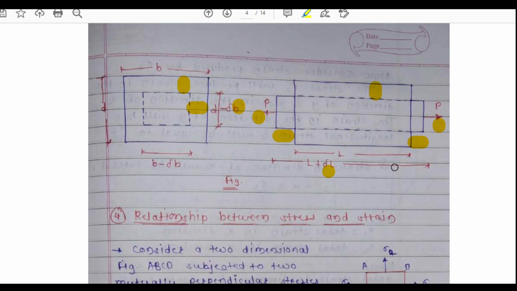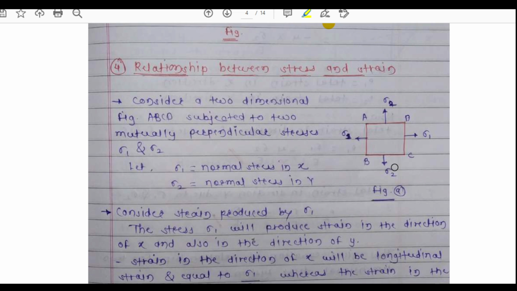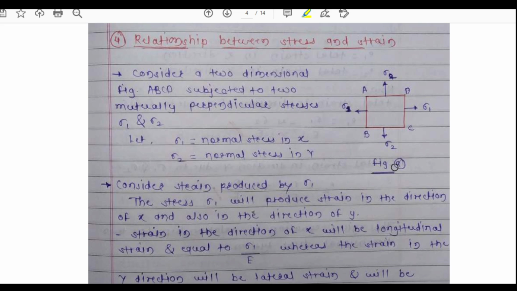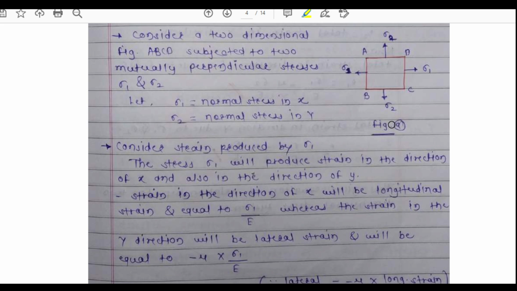Now this diagram I have already explained. Now the relationship between two dimensional stress and strain. Consider this block ABCD. In the x direction the normal stress sigma 1 is acting, and in the y direction the normal stress sigma 2 is acting at both ends, and this is tensile in nature. From this we have to find the values of lateral strains and longitudinal strains also.